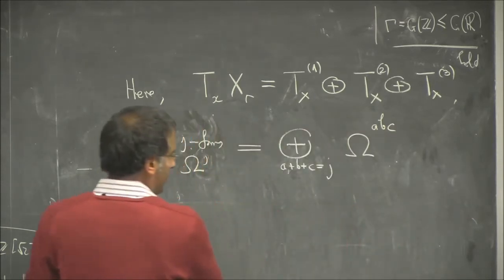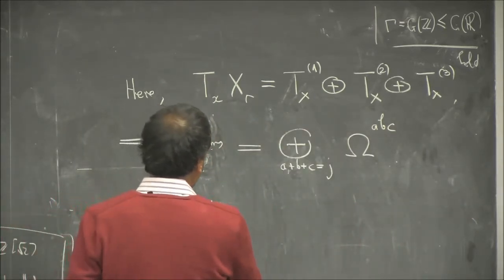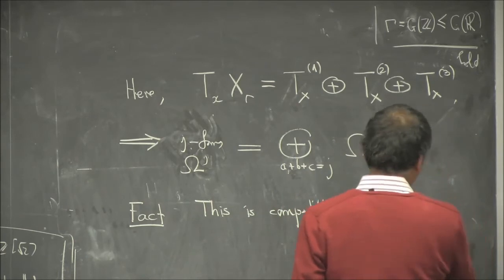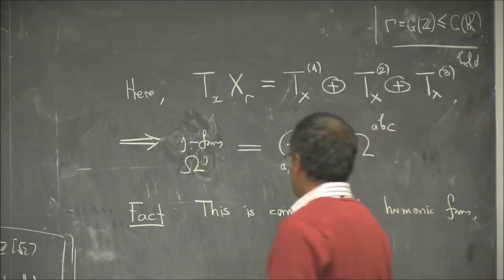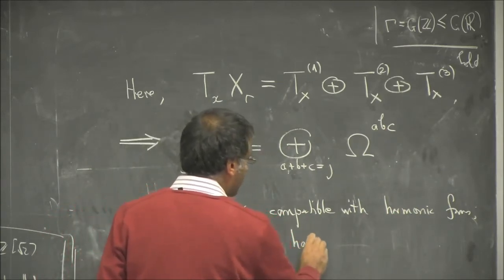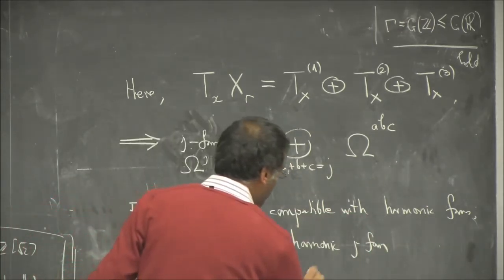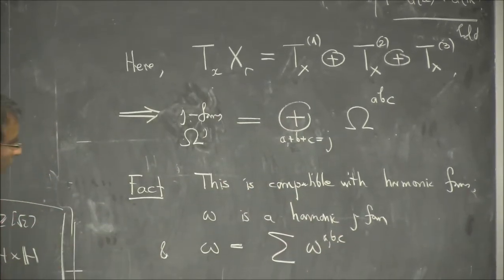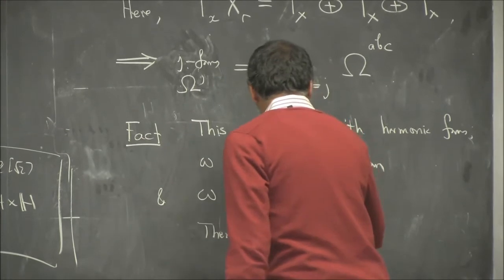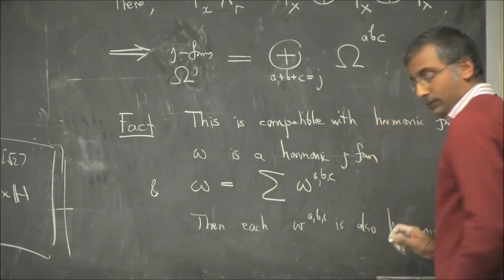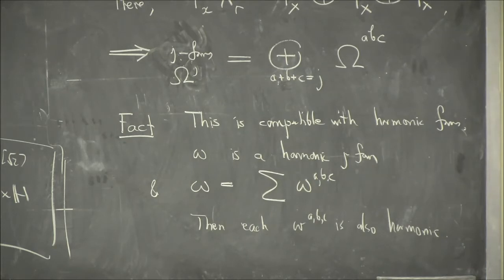And as before, there's a fact which is not totally formal, which is that this is compatible with harmonic forms. Which means that if ω is a harmonic J-form, and you write it according to this decomposition, ω is the sum of ω^{A,B,C}, then each one of the components ω^{A,B,C} is also harmonic. This is the analog of the fact in the Kähler case that this S^1 action preserves harmonicity.